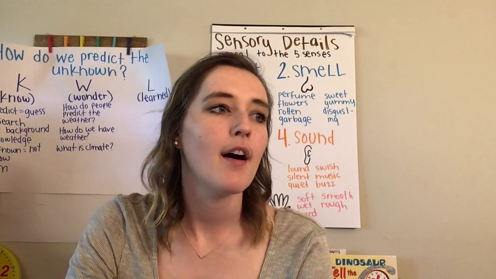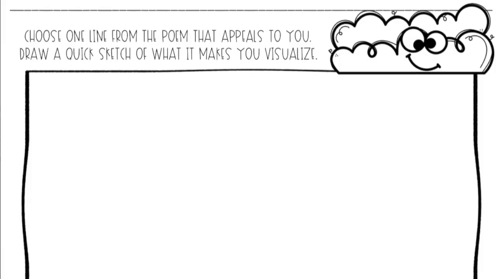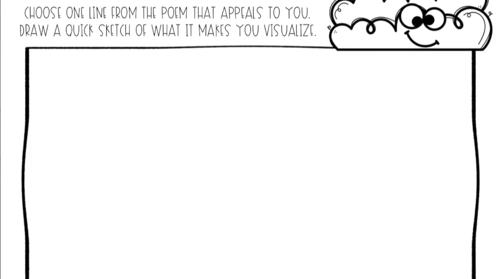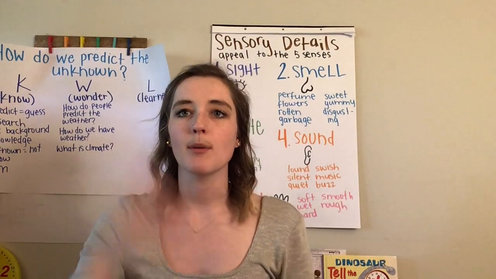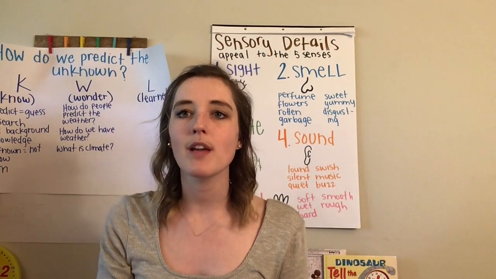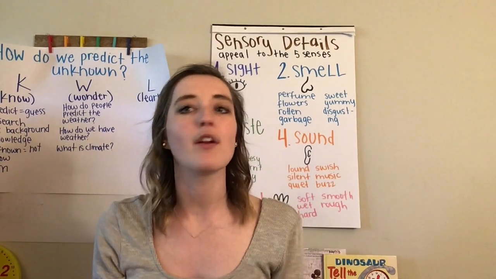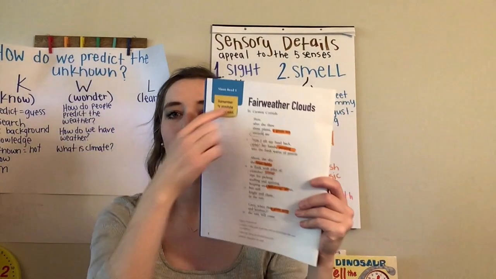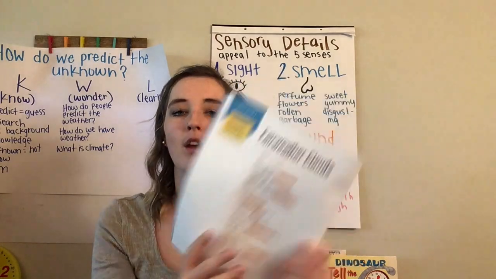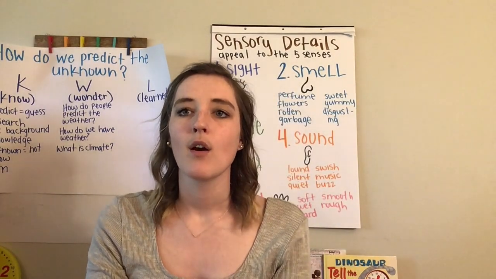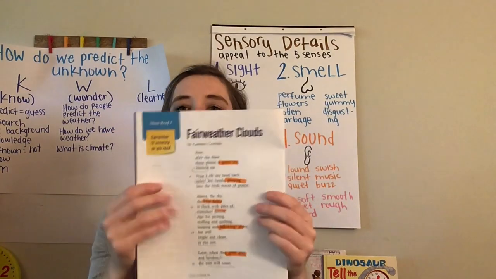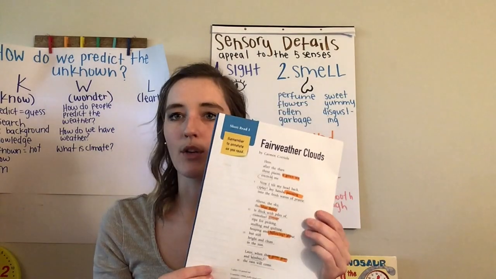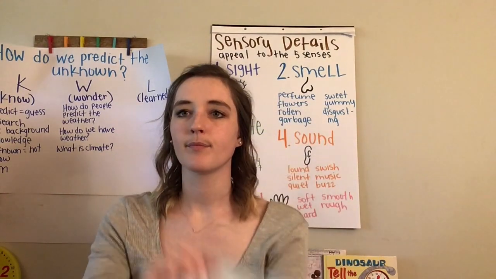Okay, so the next part of your packet page says, choose one line from the poem that appeals to you. Draw a quick sketch of what it makes you visualize. The purpose of the sensory details and imagery is so you can visually see what's happening without even looking at pictures. So go ahead and cover up the pictures and just look at your text, okay? What things do you see based off of the line? So what I want you to do is copy and paste using quotation marks one line from your text and then draw what you see. Go ahead and get started.